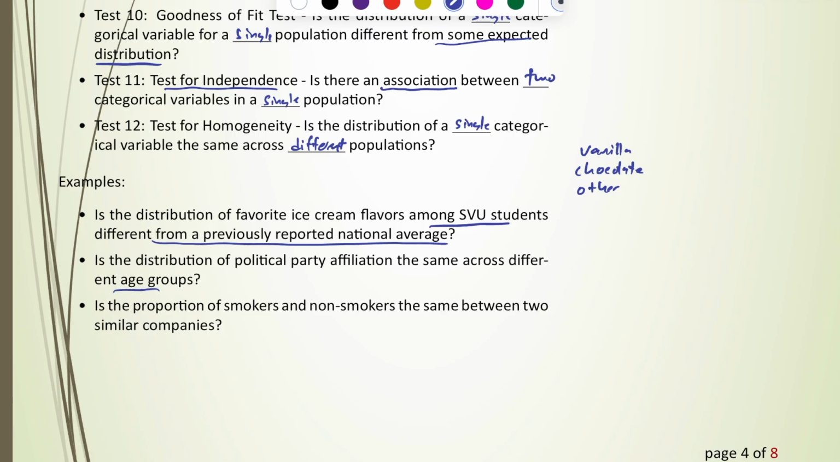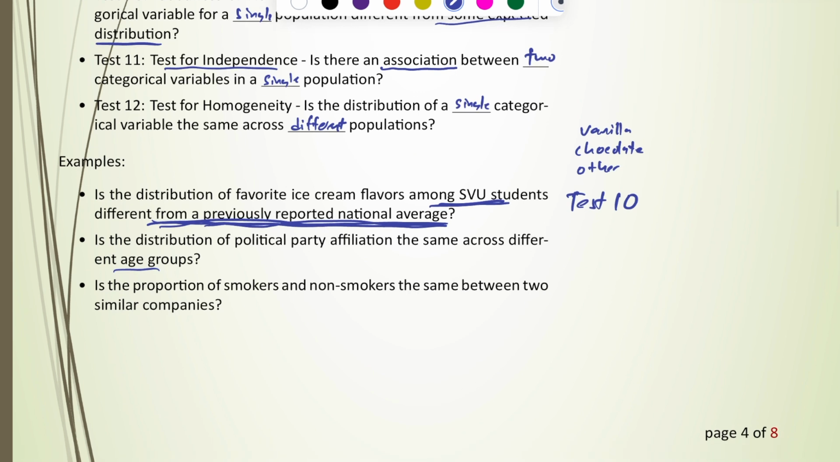Okay, so back to the previous example, that's a goodness of fit. So that's test 10, because it is one population, one variable compared with some expected distribution. Now what we have is the political affiliations. This is one variable across different age groups. So this one here is test 12. This is a test for homogeneity because it's one variable, different groups.